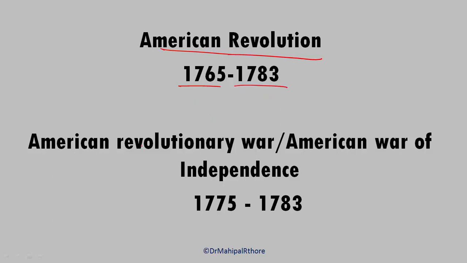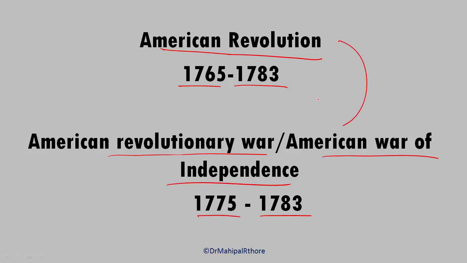And after a few years of this revolution beginning, a war started, an outright war, where fighting started around 1775 and it stopped in 1781 and the treaty was signed in 1783. So this is called the American Revolutionary War or the American War of Independence. So they are linked, yes, but not completely. You can say that the War of Independence is actually a part of the American Revolution.